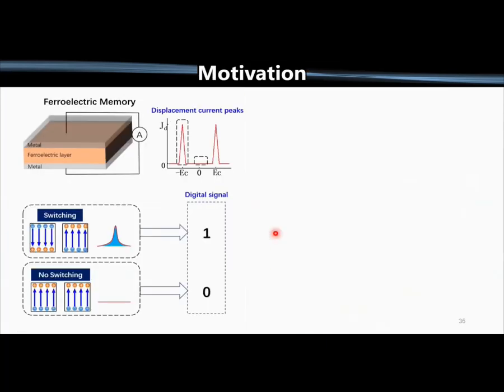And so, a little bit of the motivation for this work. As I mentioned, with ferroelectric materials, you can envision a ferroelectric memory where you have bits of ones and zeros for domains pointing up or down. And one of the ways for noting if a domain switched up or down is to look at the displacement current. That can be a switching current associated with the switching event.